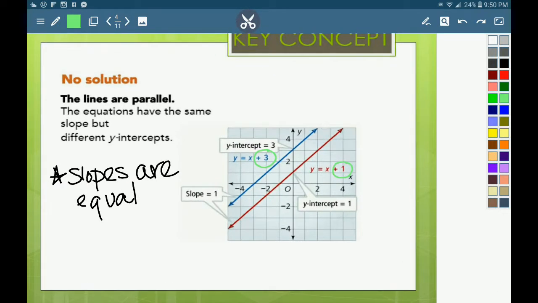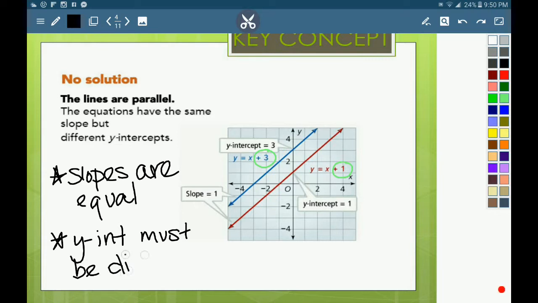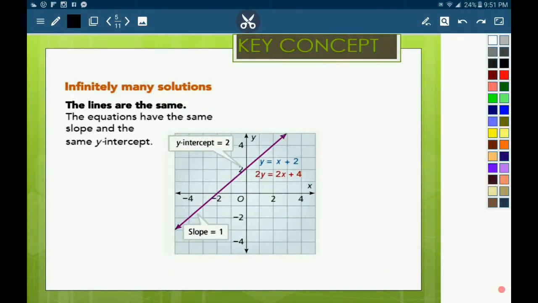And there is one more situation that I'm going to emphasize the y-intercepts as well, and you'll understand why. But I'm going to make this note. The y-intercept must be different. Okay, so that was the second of the three situations. The third is infinitely many solutions. This means that the lines are the same.